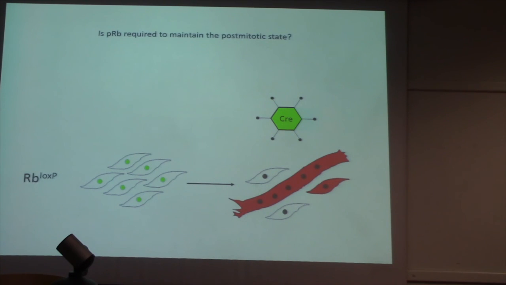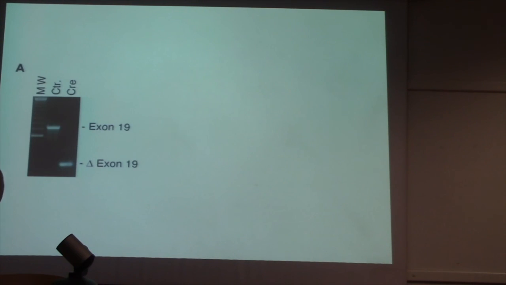That excised RB, and the result was essentially a 100% excision of RB. This is a PCR showing that exon 19 of RB was present. This was the expected size in control cells infected with an empty virus, and was drastically reduced in size because the piece had been cut out when the cells had been exposed to Cre. You see there is no wild type band here, so there is basically no gene left intact.